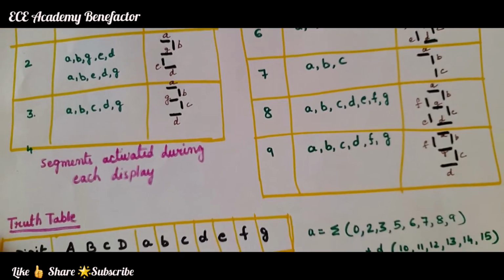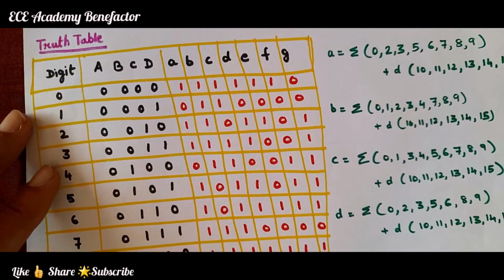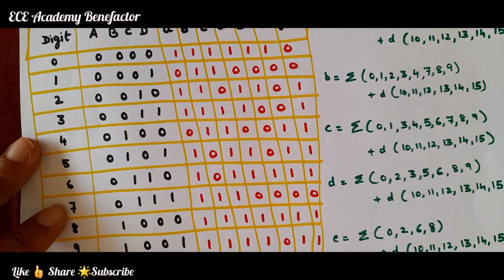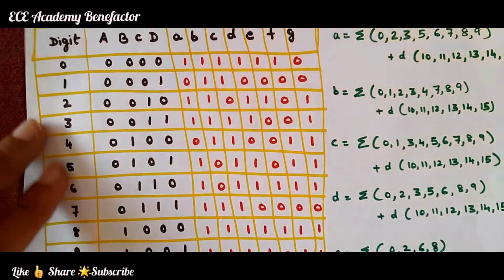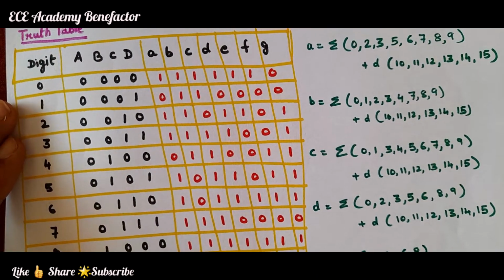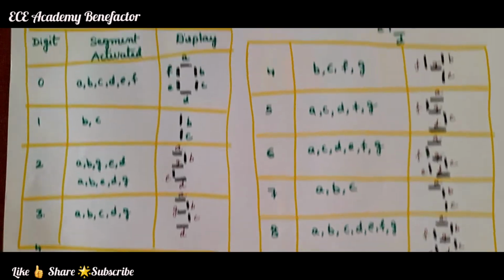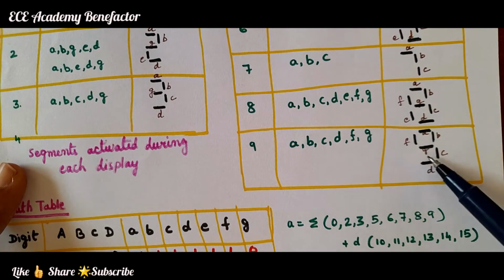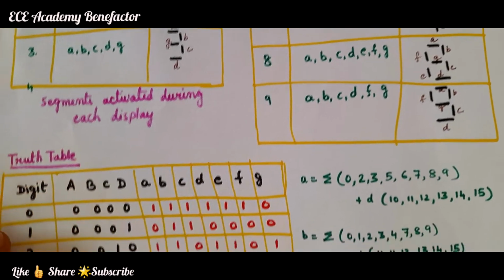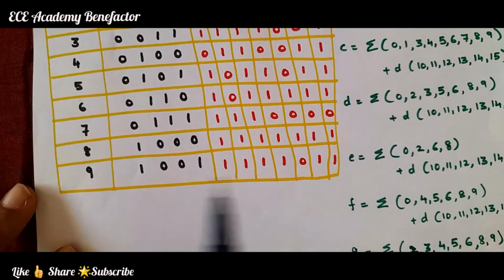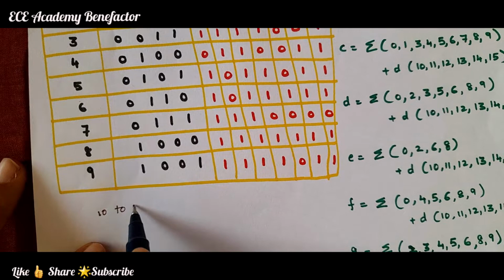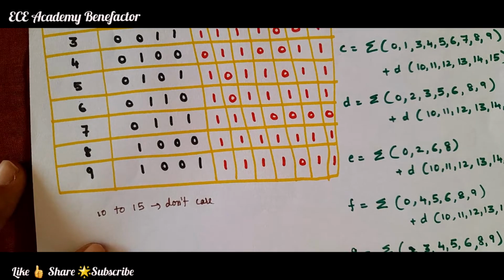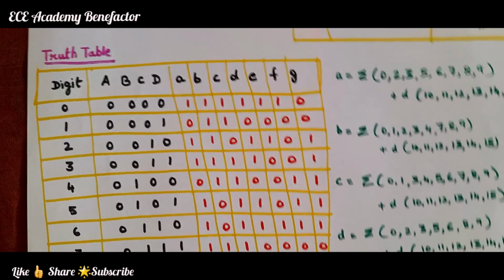Now let us see how to write its truth table. It is a BCD to 7 segment display. Using this display, we can display the numbers from 0 to 9, so in the truth table we will write only up to 0 to 9. Then what about 10 to 15? 10 to 15 will be don't care terms.